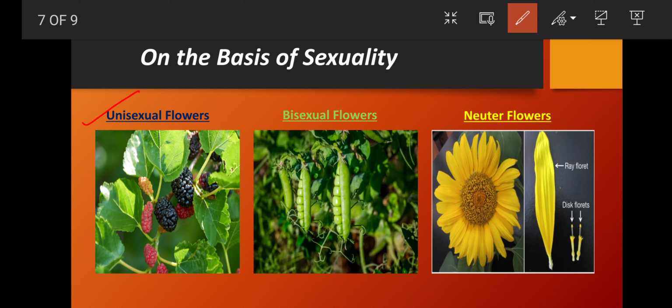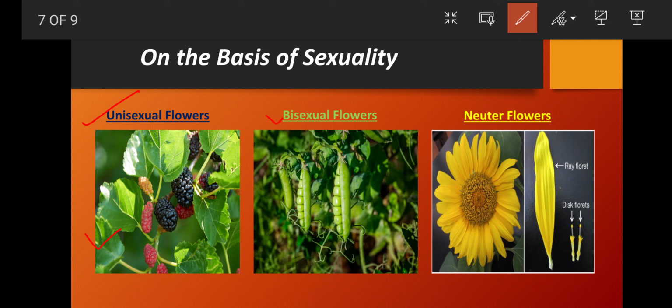Then those flowers are termed staminate flowers, while, for example, if some flowers contain only the pistil, then those flowers are termed pistillate flowers. A few examples of unisexual flowers are palm, mulberry, cucurbita, and papaya. Here is a picture of a mulberry plant.